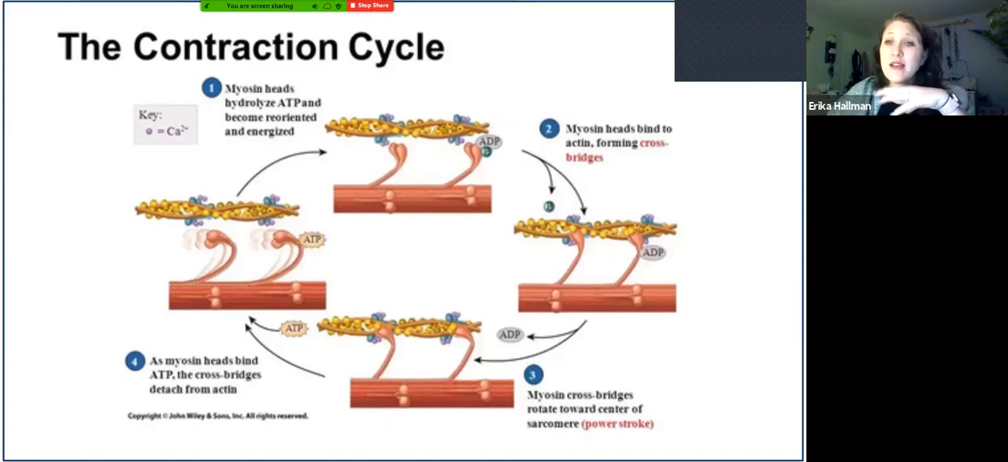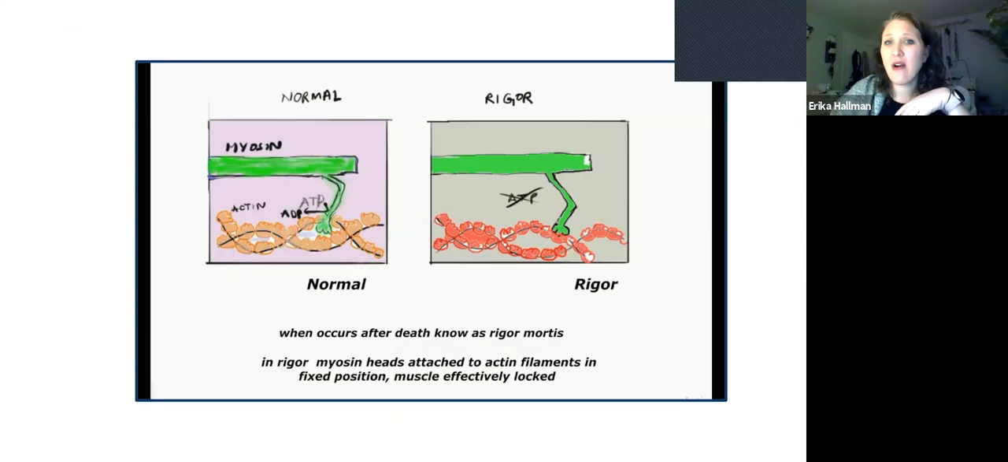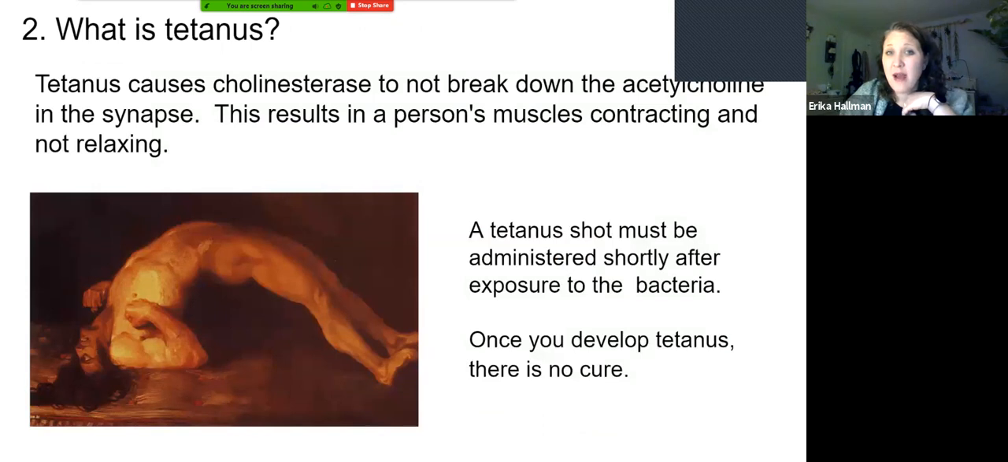So in rigor mortis, the body gets very, very stiff, meaning the muscles get frozen into place the way that they are. Normally the actin and the myosin would contract, but in rigor mortis, no ATP is available, so that actin and myosin becomes locked into place.